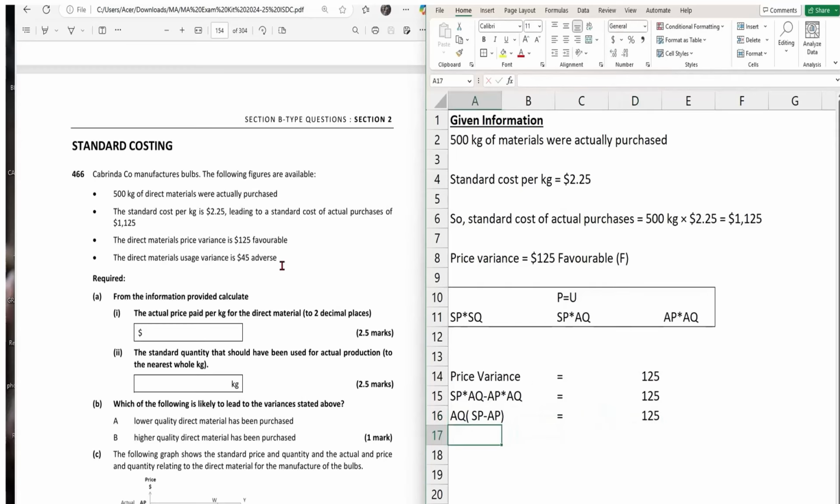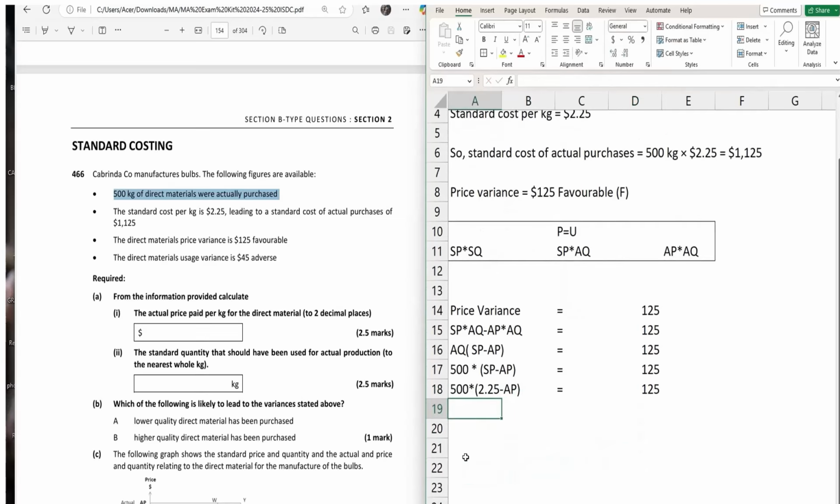Now AQ means actual quantity purchased, and it's given that 500 kg of direct material was actually purchased. So we will write 500 multiplied by SP minus AP equal to 125. SP means standard cost per kg, which is already given in the question, 2.25. So it's now 500 into 2.25 minus AP equal to 125. That's it.